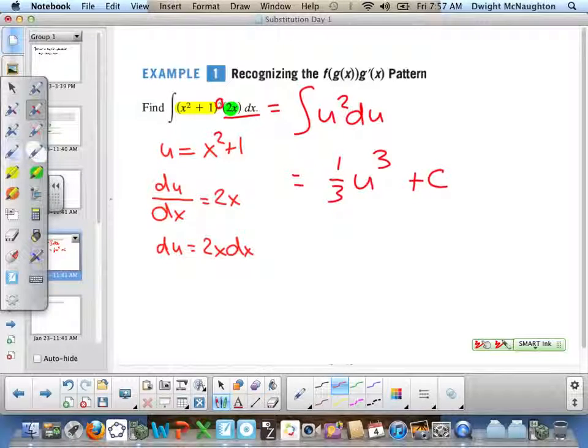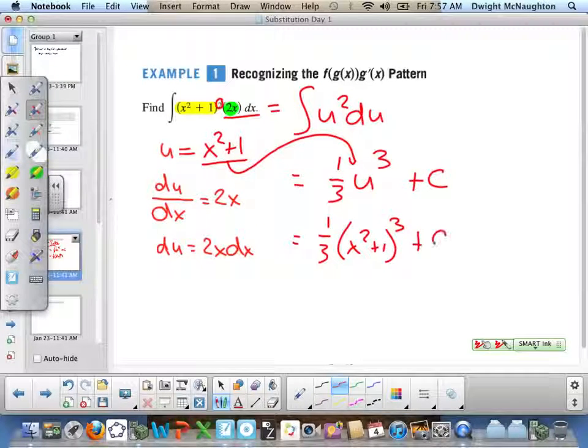Now in this case, we're not done here, because our question asks for an answer with respect to x, and we have an answer with respect to u. So just put u back in. Our answer becomes 1/3 (x squared plus 1) cubed plus a constant.